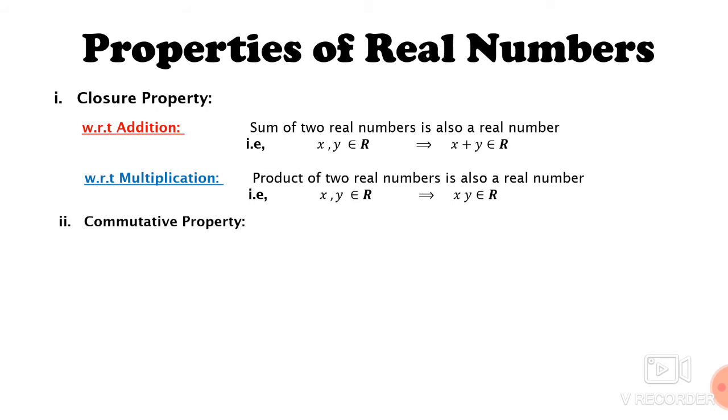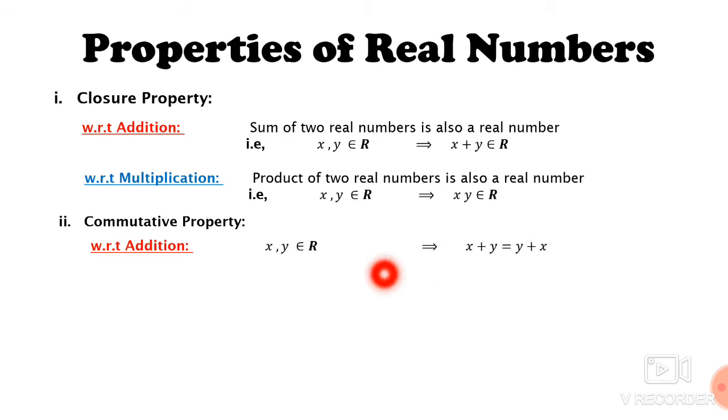Commutative property. We have also learned the commutative property in unit number 1 for union and intersection of sets. Here we have the commutative property with respect to addition. x, y belongs to real numbers, where x and y are two real numbers, implies x plus y equals y plus x. We will get the same result if we add x and y, or if we add y and x.